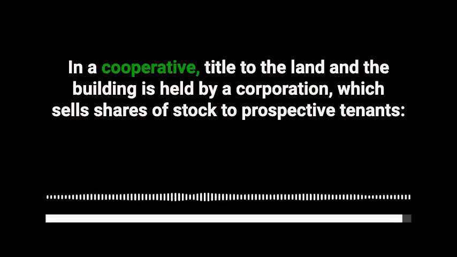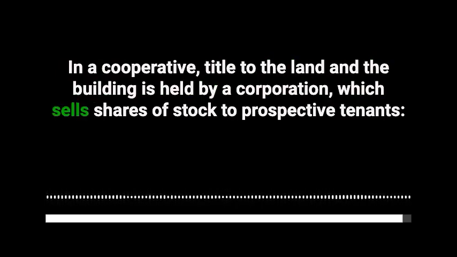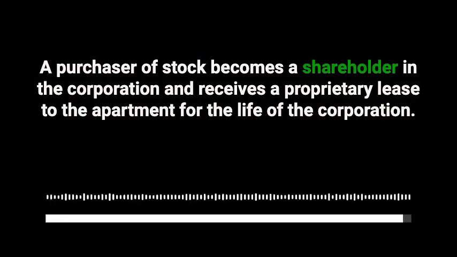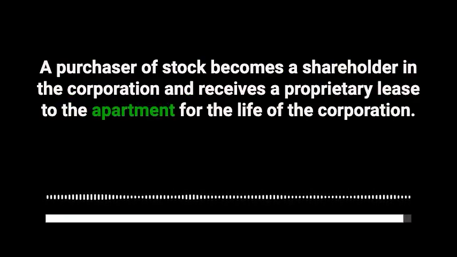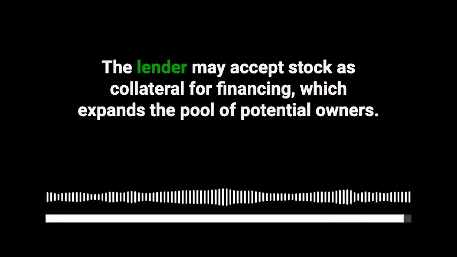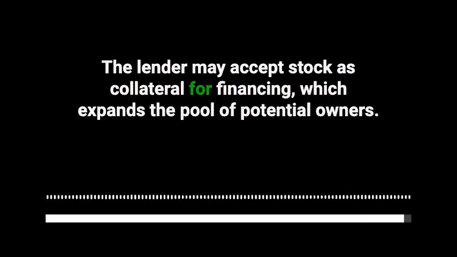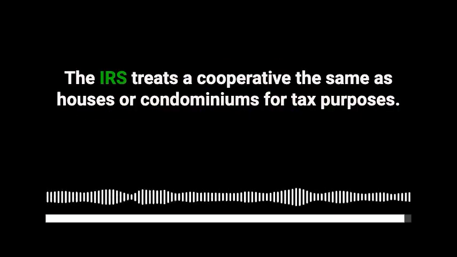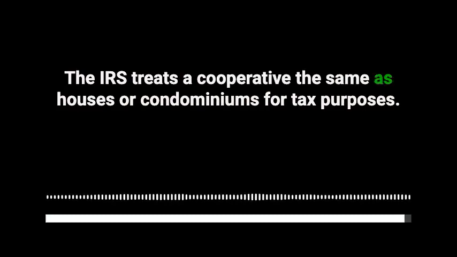In a cooperative, title to the land and the building is held by a corporation, which sells shares of stock to prospective tenants. A purchaser of stock becomes a shareholder in the corporation and receives a proprietary lease to the apartment for the life of the corporation. Stock is owned as personal property and not real estate. The lender may accept stock as collateral for financing, which expands the pool of potential owners. The IRS treats a cooperative the same as houses or condominiums for tax purposes.